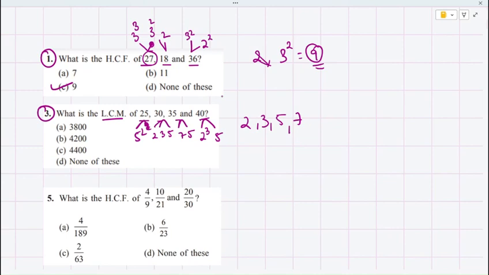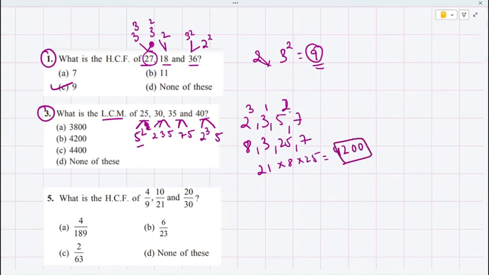So 2 has highest power 3, 3 has highest power 1, 7 has highest power 1, and 5 has highest power 2, right? Now we have 8, 3 and 25 and 7. So it will be 21 into 8 into 25. And after solving, we get 4200. So this will be the answer to this question, that is 4200.